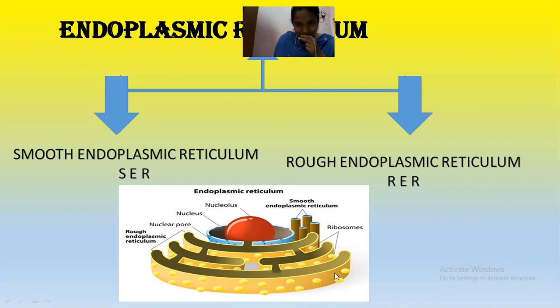Here we can see this is the rough endoplasmic reticulum, as it has ribosomes like this. These granule-like structures are called ribosomes. So this is the rough endoplasmic reticulum. But see these tube-like structures, there are no granules here. So this endoplasmic reticulum is present without ribosomes. That's why this is called the smooth endoplasmic reticulum.